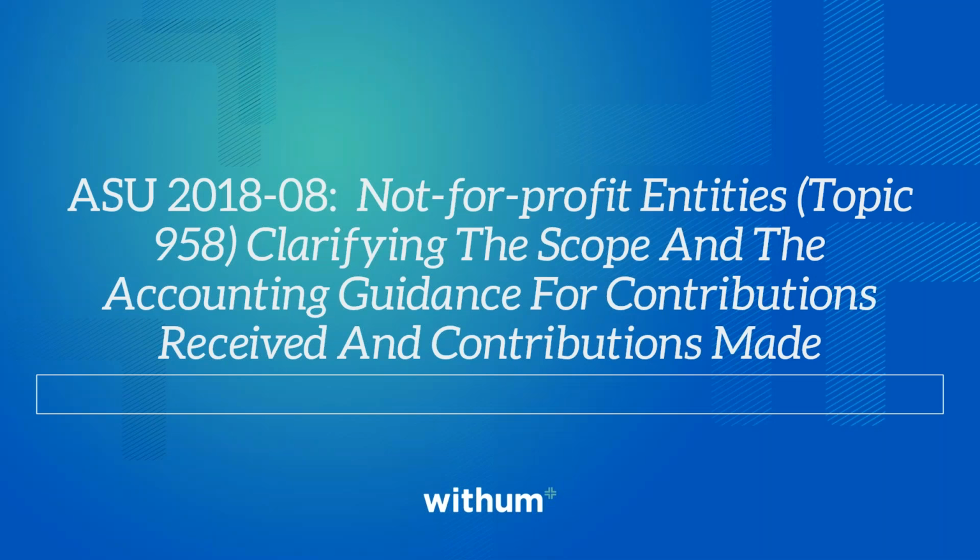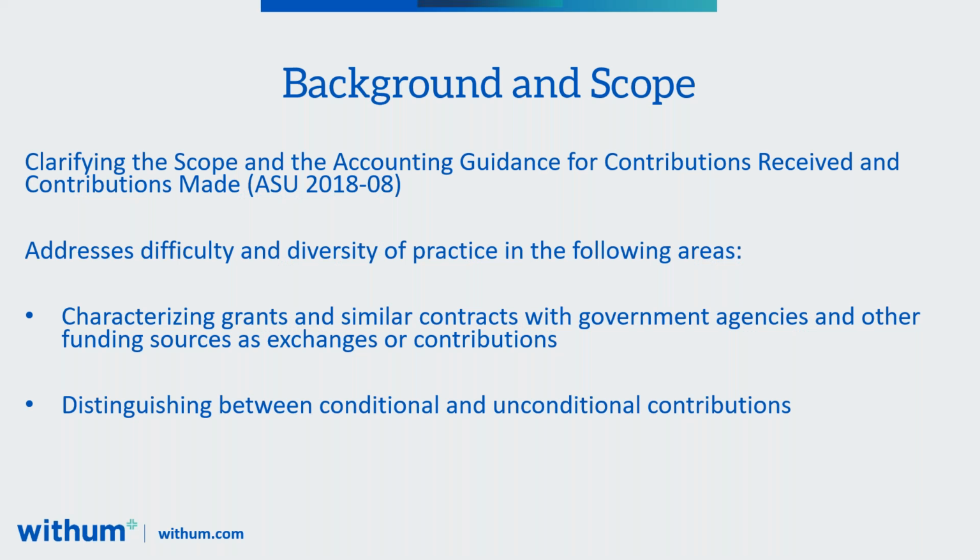So on the next slide, you'll see that the main reason that this ASU came out was really to address two primary diversities of practice that not-for-profits were incurring in the treatment of this standard. One dealt with characterizing grants and similar contracts with government agencies as exchanges or contributions. And what this really got to was primarily related to government expense reimbursement contracts. There were some not-for-profits that were treating government expense reimbursement contracts as exchange transactions, while other not-for-profits were treating these contracts as contributions. So there was diversity of practice.